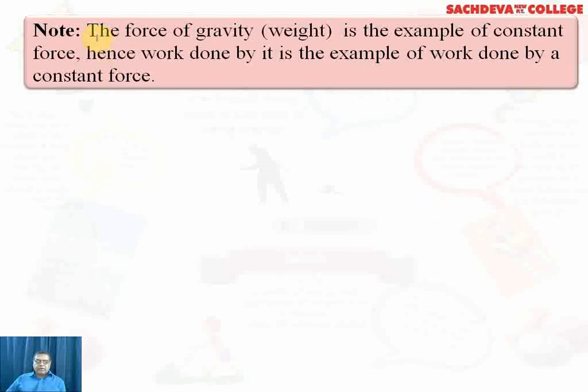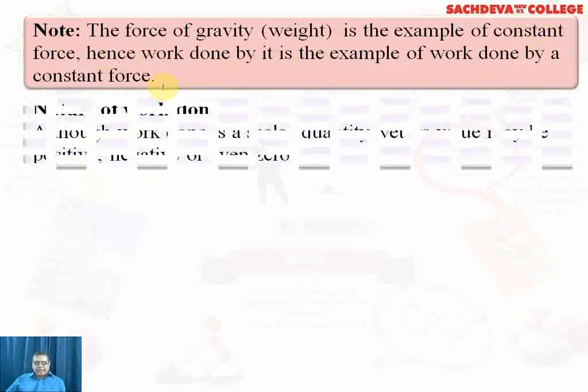Now we come to one of the very important notes: the force of gravity, that is weight. Weight is normally calculated by mass into acceleration due to gravity. It is an example of a constant force, hence work done by weight is an example of work done by a constant force, because acceleration due to gravity, that is g, does not change.